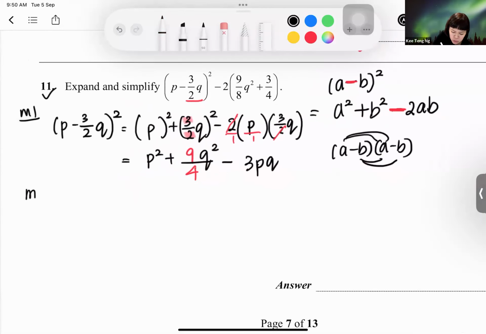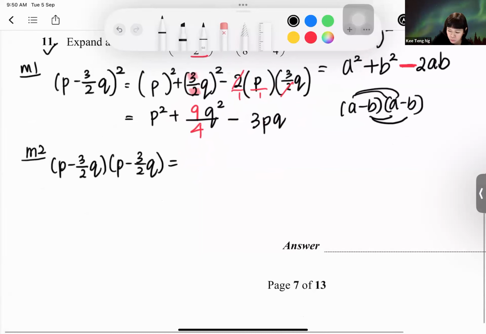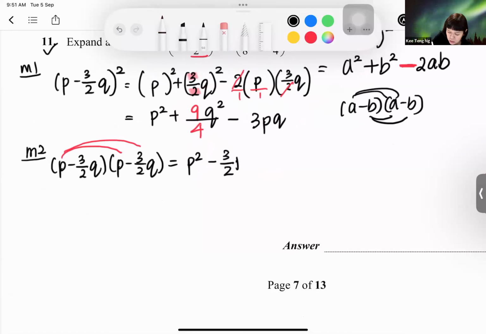Or if you don't want to do it this way, you can do method number 2, P minus 3 over 2Q times P minus 3 over 2Q. Have a little bit more patience with me because I try to cover the algebra. P times P is P square, P times negative 3 over 2, negative 3 over 2 PQ. Then this one, also negative 3 over 2 PQ. Then this one, last but not least, negative times negative is positive. 3 times 3, 9. 2 times 2, 4. Q times Q, Q squared.